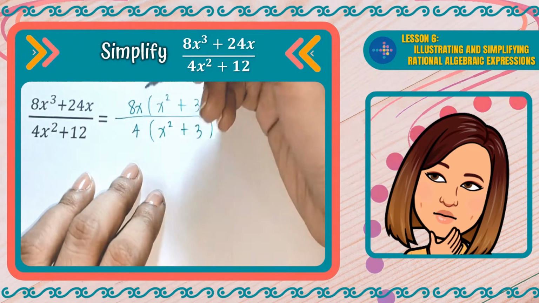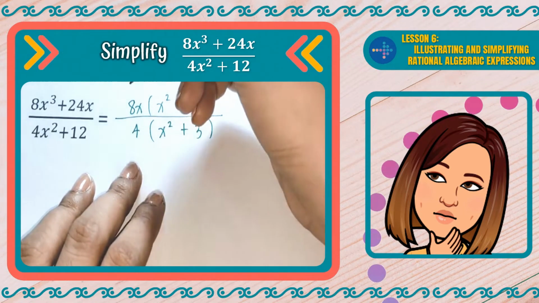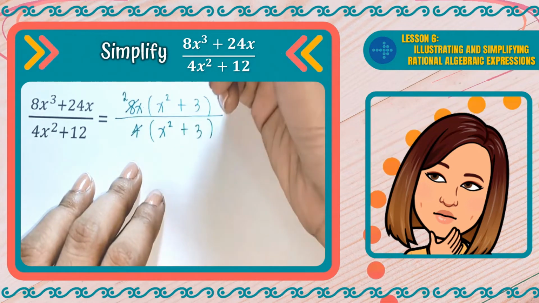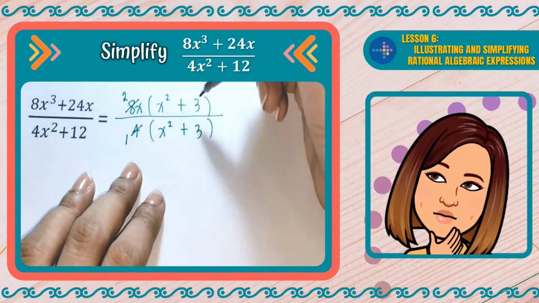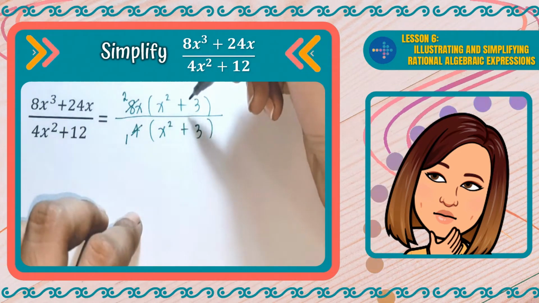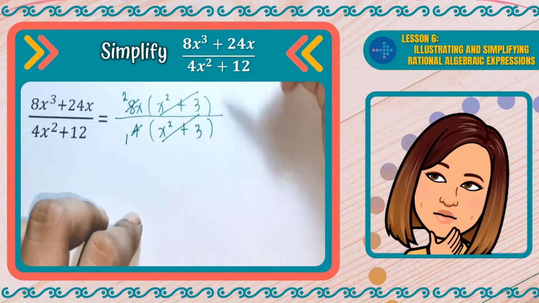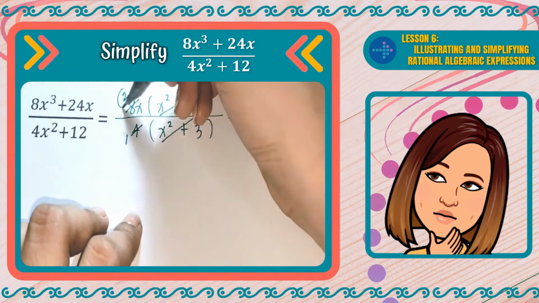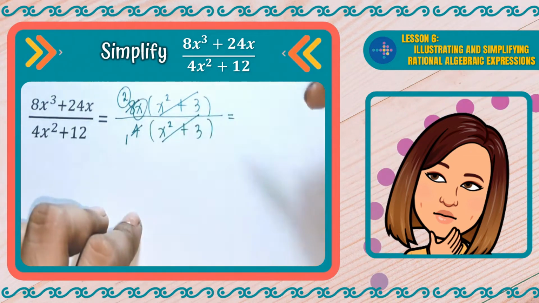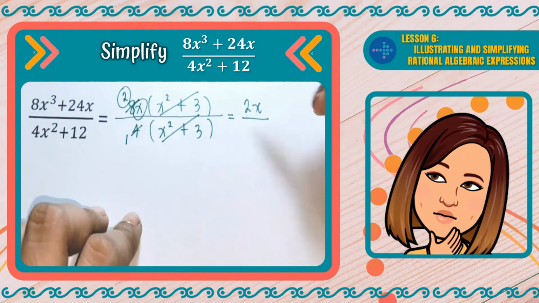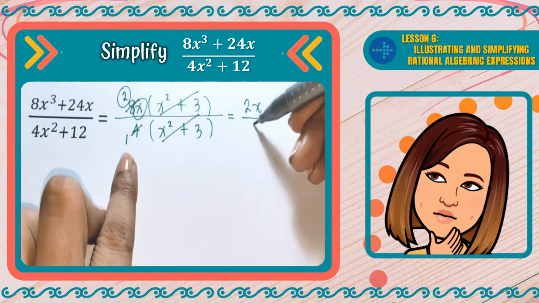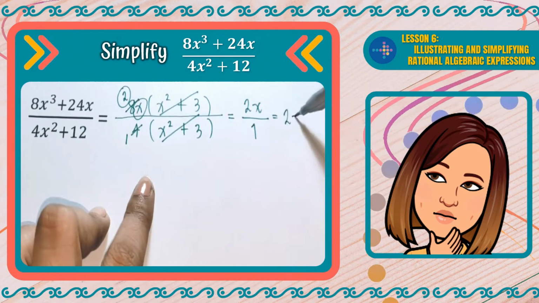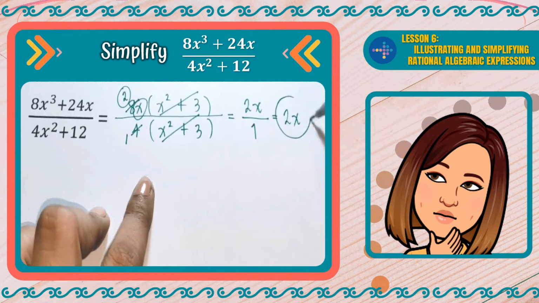So 8 and 4 have a common factor of 4, or GCF of 4. 8 divided by 4 is 2. 4 divided by 4 is 1. Then another common factor is the binomial x squared plus 3. The remaining factors for the numerator are 2 and x, so multiply to get 2x. Then in the denominator, we have 1. And 2x over 1, the simplest form is simply 2x. So this is the answer.